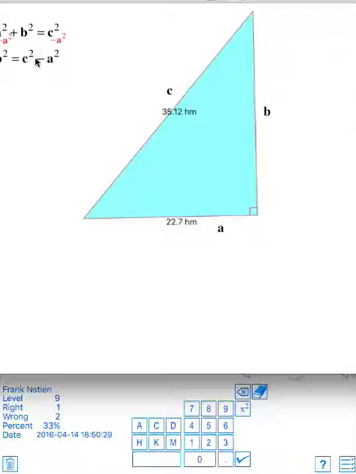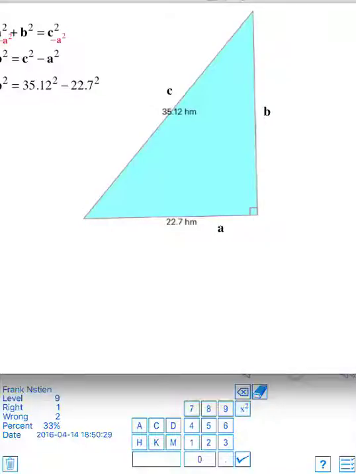So this is another variation of Pythagoras' theorem. And when we're trying to find one of the legs, it's always the hypotenuse squared take away the other leg squared, right? The hypotenuse squared take away the other leg squared. There we go. So B squared is equal to C squared take away A squared. I'm going to fill in what I know. So we know that C is 35.12, and we know that A is 22.7, so I'm going to replace the C and the A with their values. And so we get B squared is equal to 35.12 squared, take away 22.7 squared.